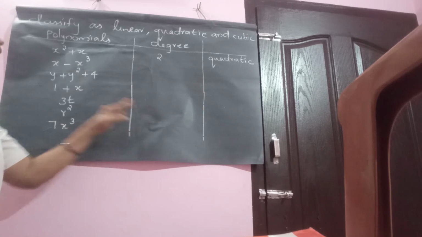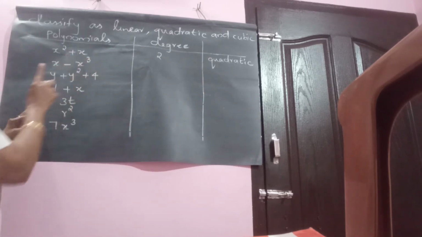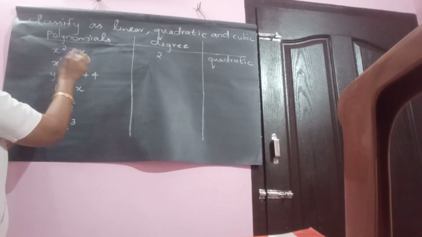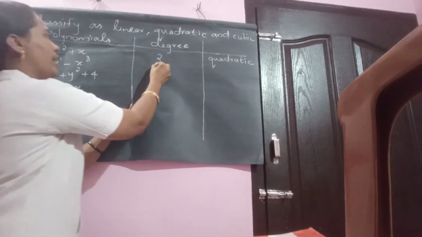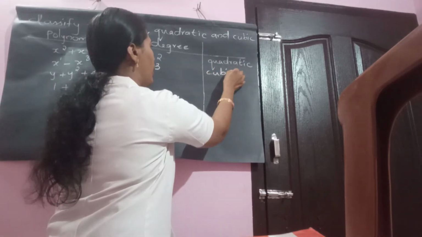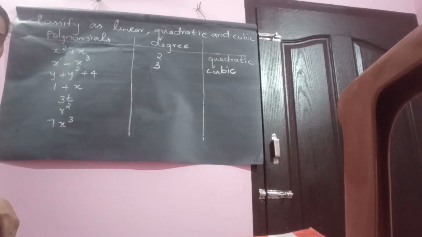Isn't it? Then next comes, listen, x minus x cube. Go through the power only. The negative sign you needn't bother about. Here it is 1 and here it is 3. So which one is the highest one? 3, and it is called a cubic polynomial. When the power is 3, it is called a cubic polynomial.